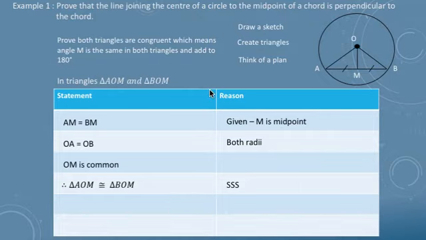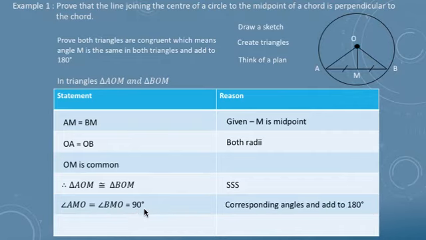Next, what we're trying to do is work out that angle. Now, because we have proven that they are congruent, that must mean the two angles, AMO and BMO, are the same. And again, like we said, that means they must be 90 because it's 180 degrees split into two. We know that because they're corresponding angles and they add to 180 degrees. And then usually once you've finished your proof, you say QED, or you can say proven as required.